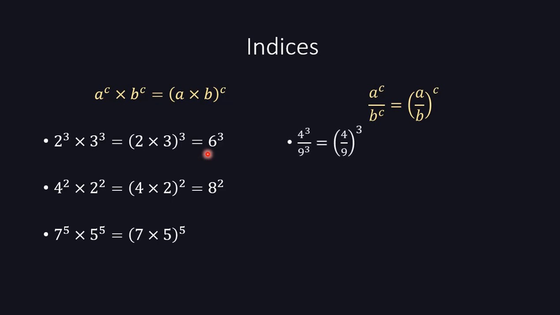So 4 raised to the power 3 divided by 9 raised to the power 3 is equal to the expression 4 divided by 9 raised to the power 3. 4 squared divided by 2 squared is equal to the expression 4 divided by 2 raised to the power 2, and since 4 divided by 2 is equal to 2, I can say that this expression is equal to 2 squared. Moving on, 7 raised to the power 4 divided by 3 raised to the power 4 is equal to the expression 7 divided by 3 raised to the power 4.